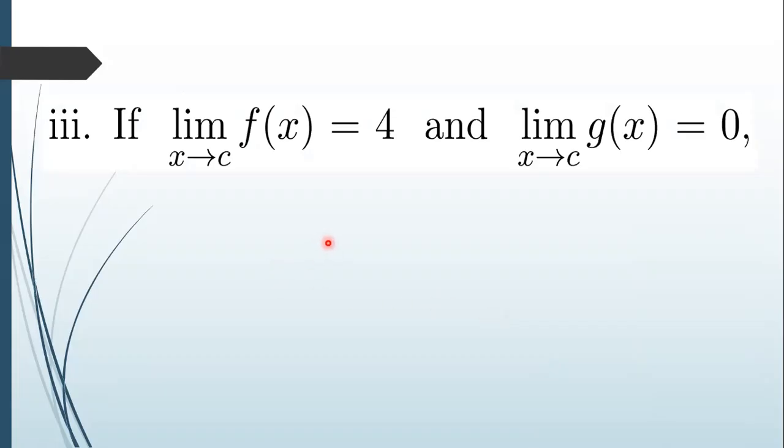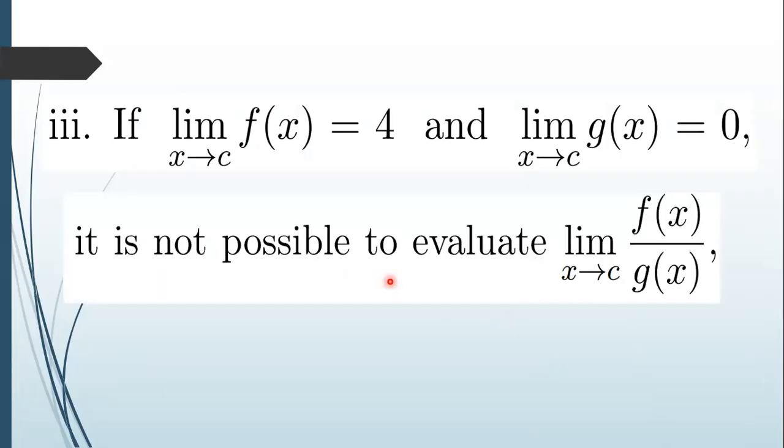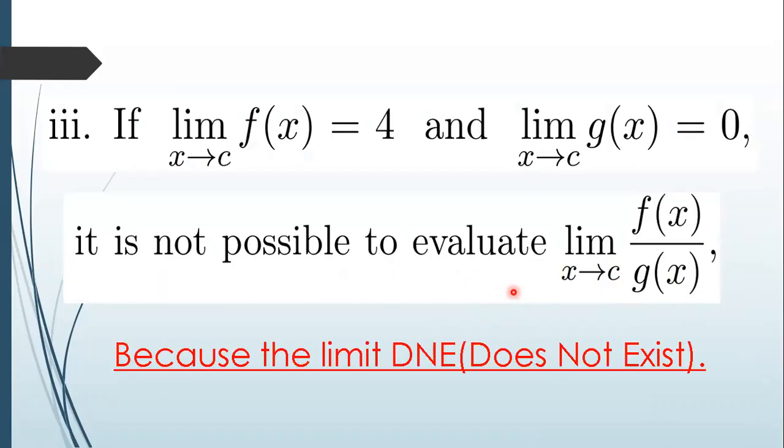Number 3. If the limit of f of x as x approaches c is 4, and the limit of g of x as x approaches c is 0, then this is a big question. It is not possible to evaluate the limit of f of x all over g of x as x approaches c because the limit does not exist. Why does it not exist? Because the limit will be undefined.